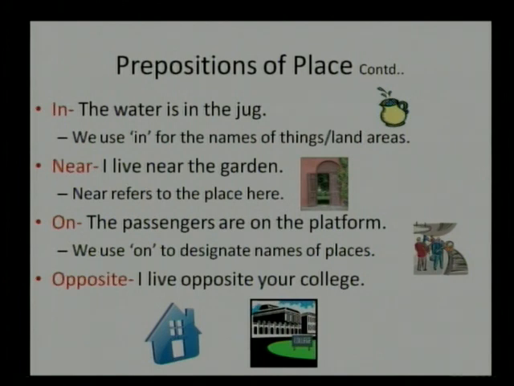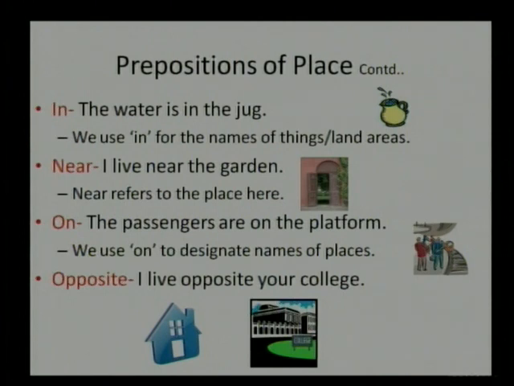The next preposition of place is near. Near એટલે બાજુમાં. I live near the garden. Here, near refers to the place. જગ્યા ને refer કરે છે, and that is why it is the preposition of place, which means બાજુમાં.